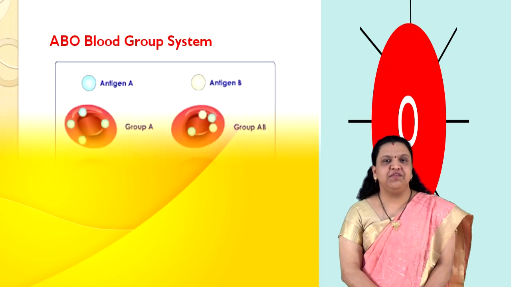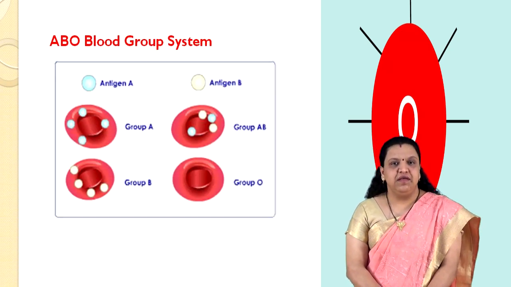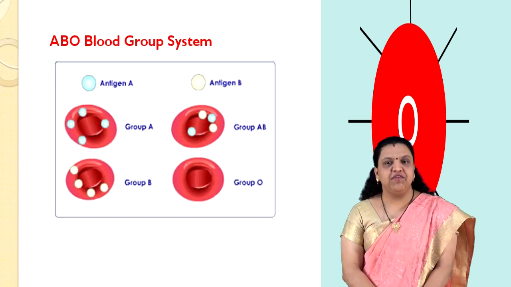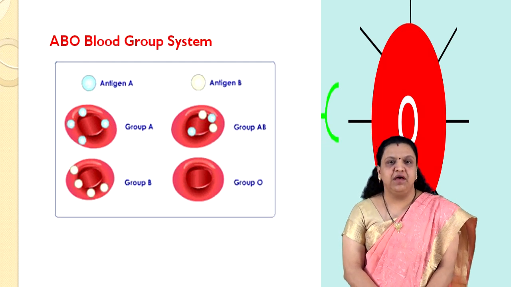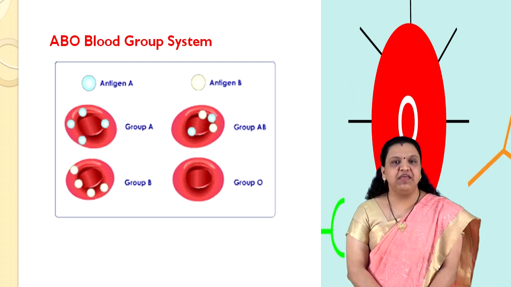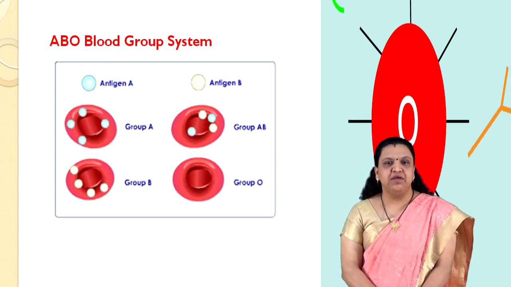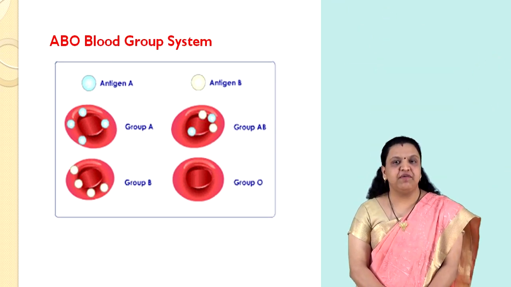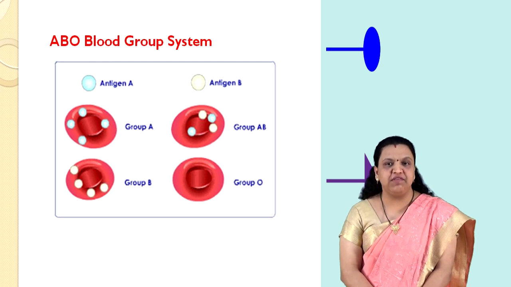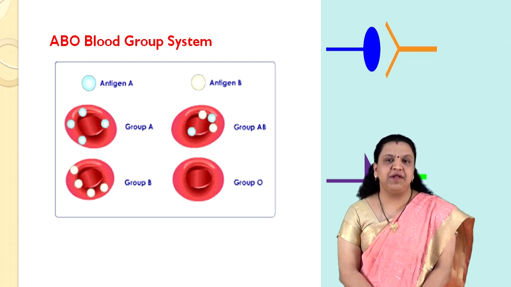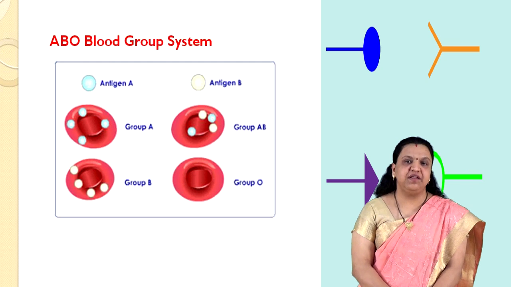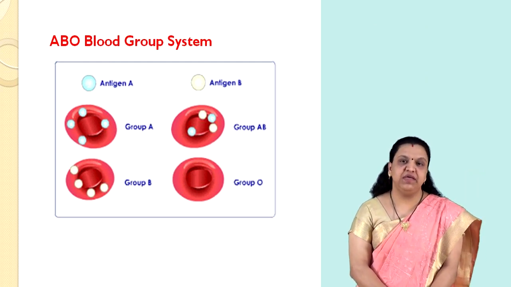In this figure you can see the antigens which are present on the surface of the RBC. A person having the blood group A has the A antigen, a person with the blood group B has the B antigen, a person with AB blood group has both antigens on the surface of the RBC, and the person with the blood group O does not have any antigen of this type, particularly A or B, on the surface of the RBC.